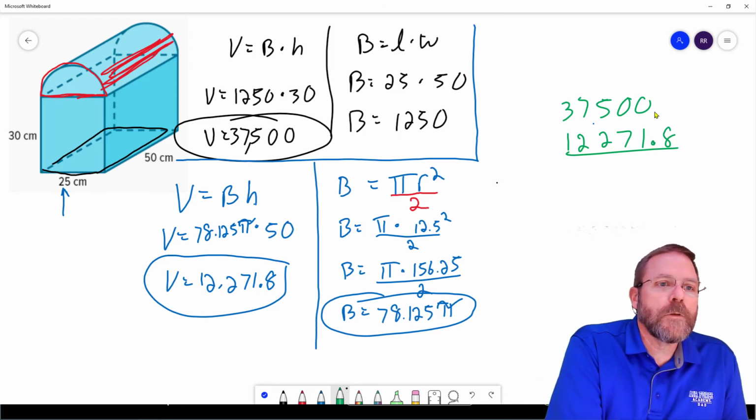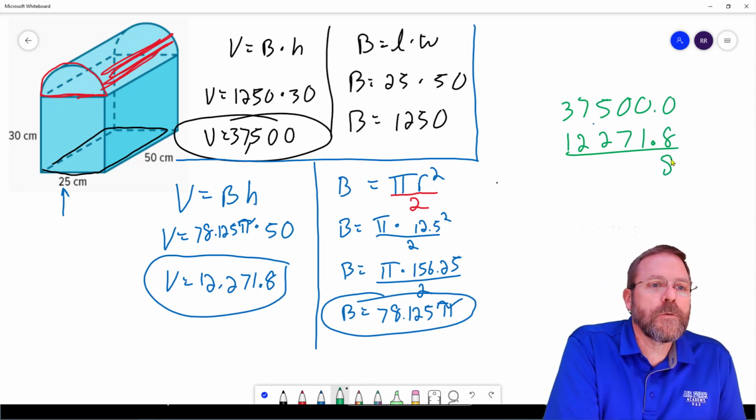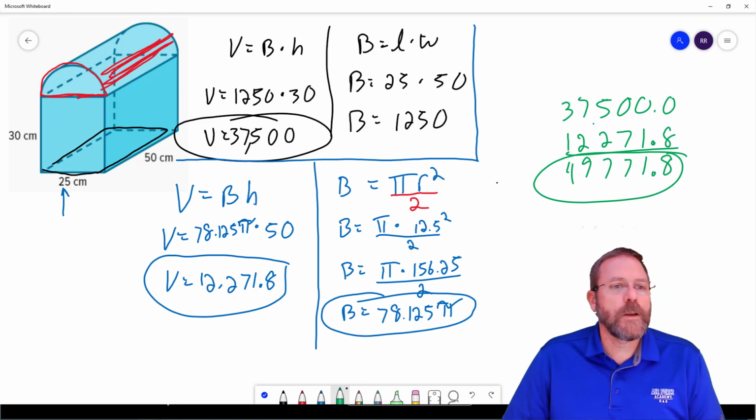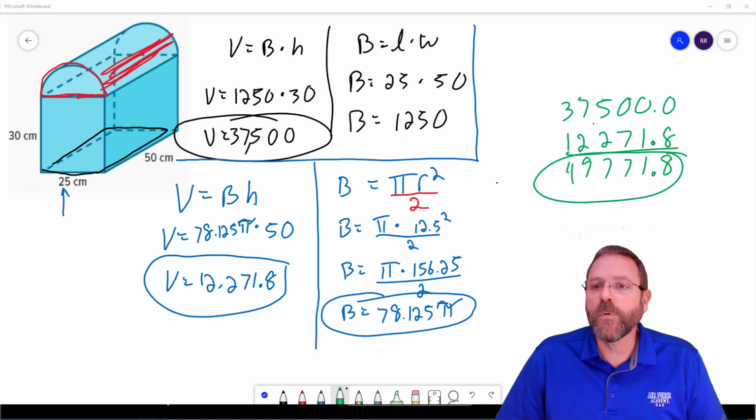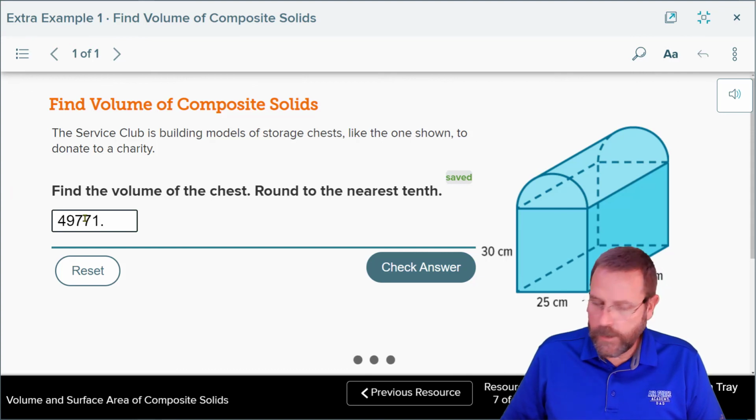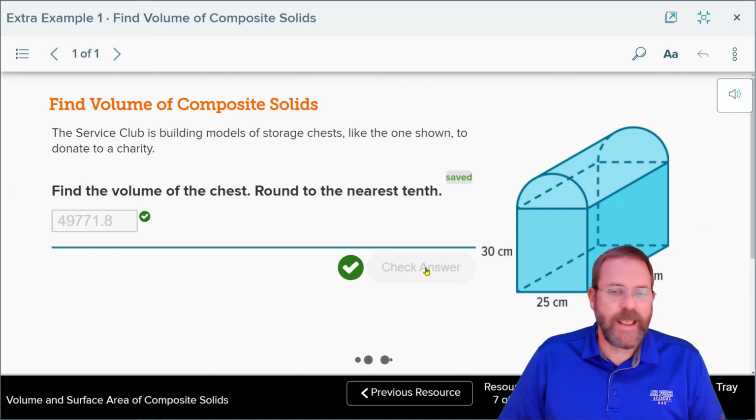We're going to annex in a 0 right here. Add these up. 8, 1, 7, 7, 9, and 4. There's our decimal. So our final answer should be 49,771.8. Let's jump over to here. Type it in. 49,771.8. Check it. And it checks.